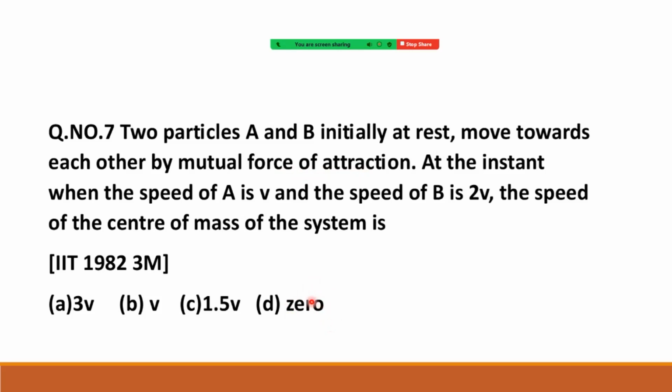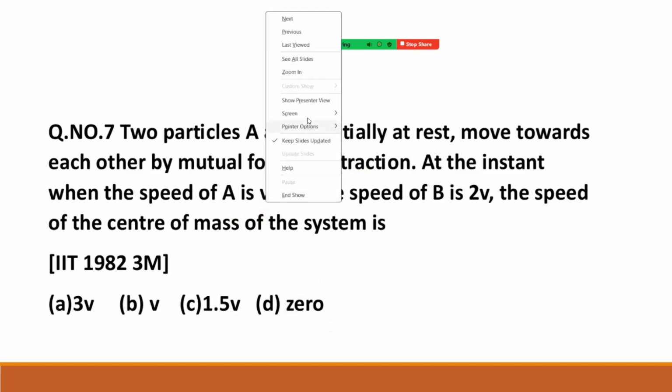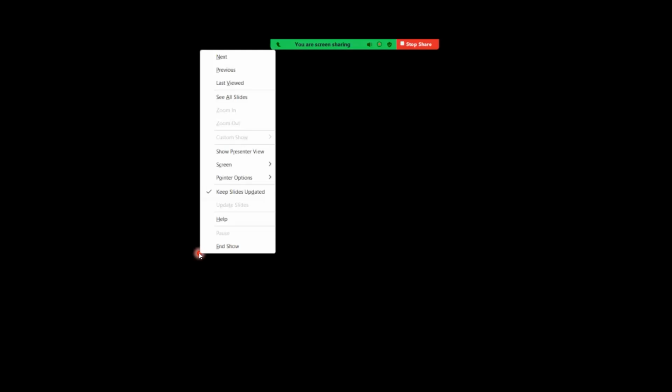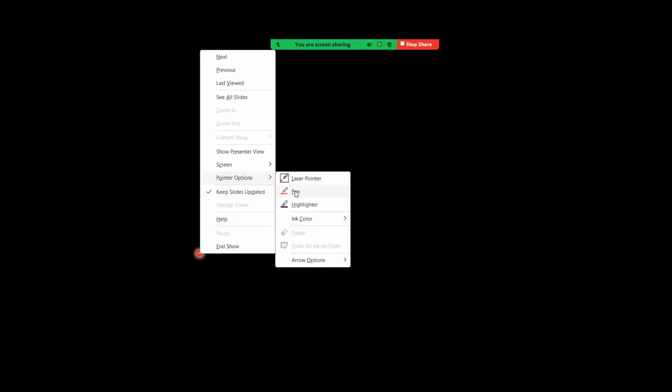Therefore, velocity of center of mass will be 0 only. Okay. Here you can see speed of A is v. Now do one thing here. Let us see carefully. Given A and B initially at rest. At one point of time, the velocities are v and 2v. Initially, both were at rest.